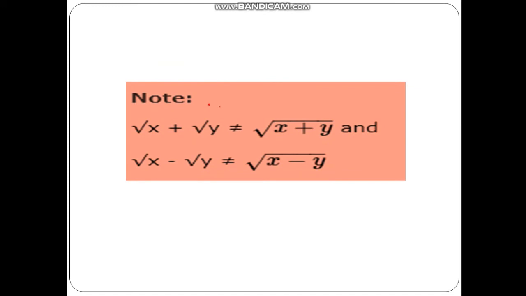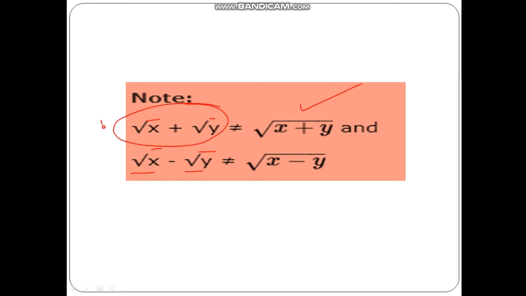So we note it down that under root x and under root y, if they are separate, we are not going to combine them. This is not allowed. Two surds are subtracting from each other, so we cannot write it down under one radical sign.